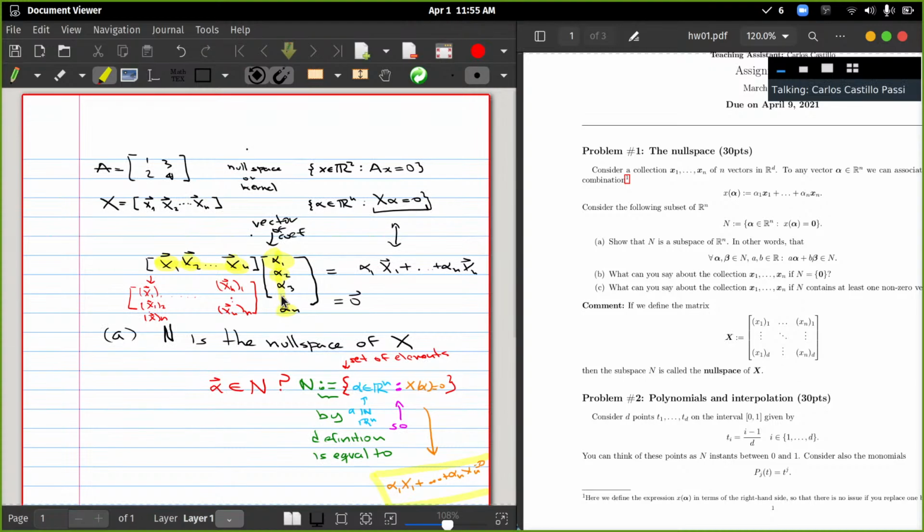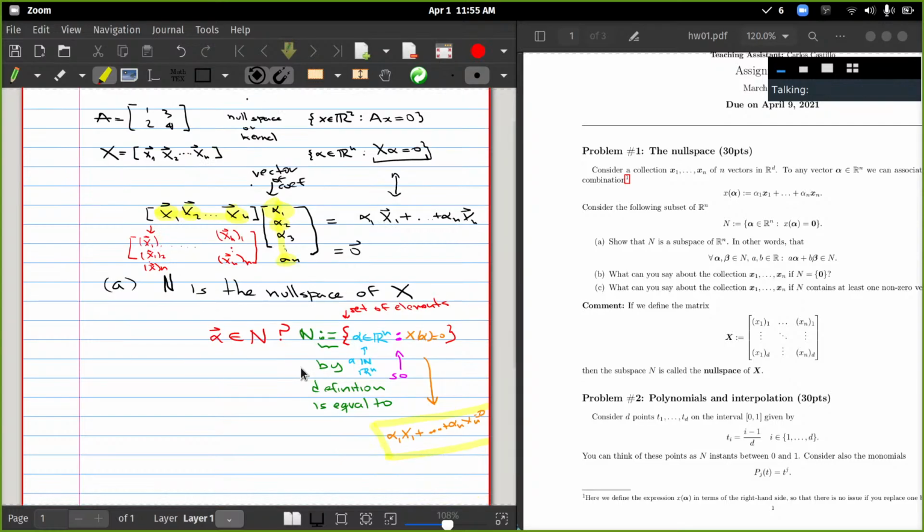Everything clear until this point? Or are there any doubts? Clear? Clear?